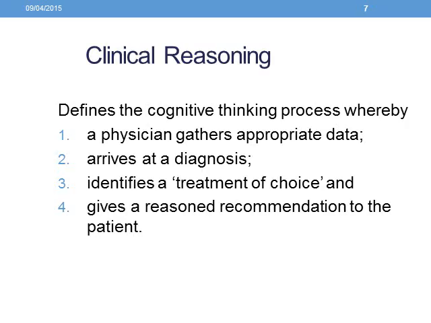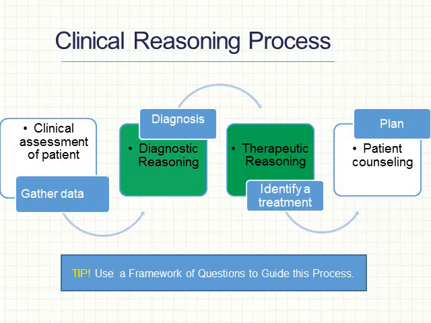So to review, clinical reasoning is defined as the cognitive thinking process whereby a physician gathers appropriate data, arrives at a diagnosis, identifies a treatment of choice, and then gives a reasoned recommendation to the patient. Diagnostic reasoning refers to the analysis of the patient's data to ultimately arrive at a working clinical diagnosis. In contrast, therapeutic reasoning refers specifically to the steps whereby treatment options are analyzed and a treatment of choice is identified.